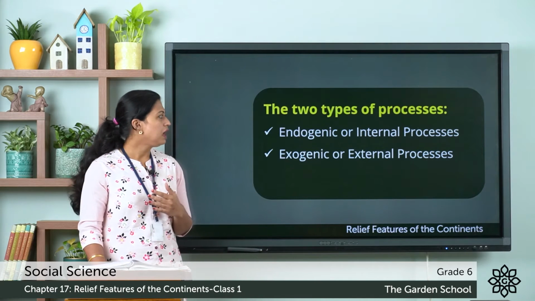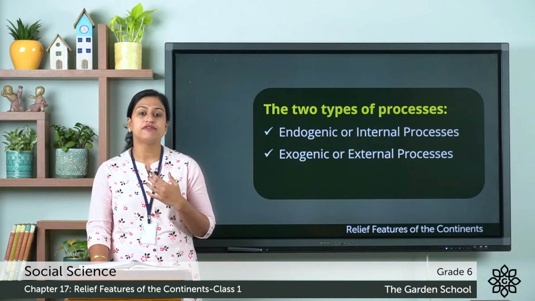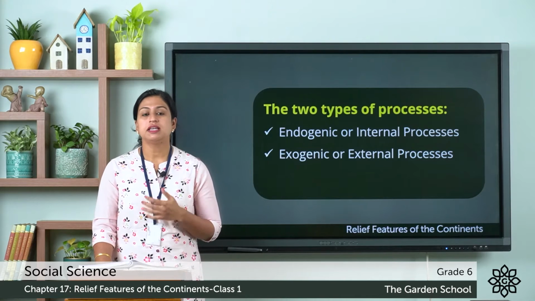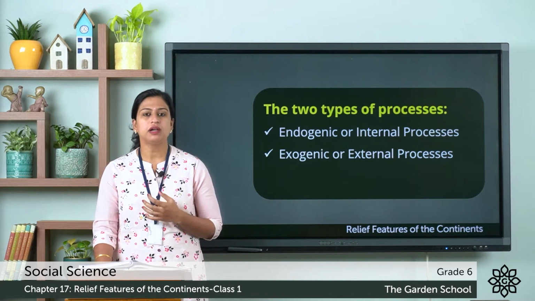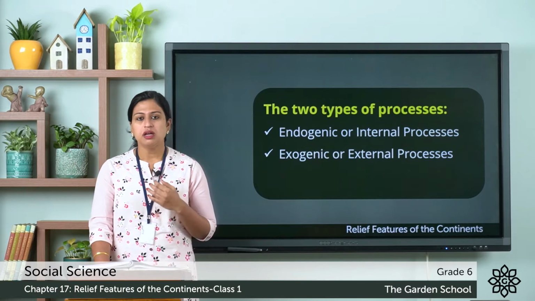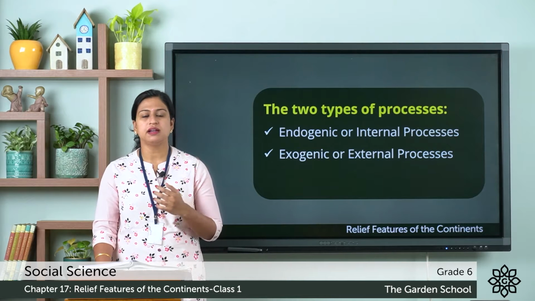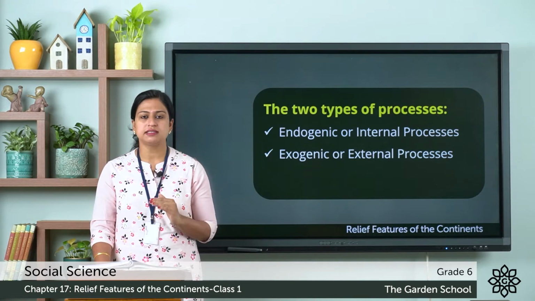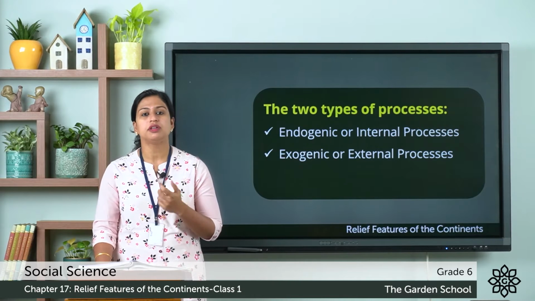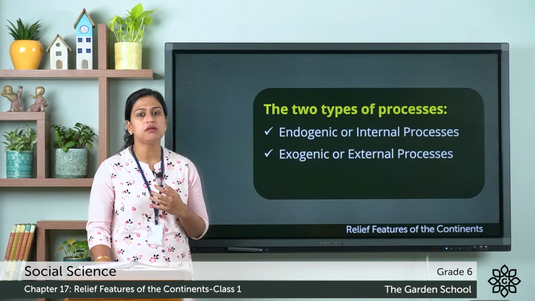So here endogenic or internal processes are the processes that form or occur beneath the earth's surface, such as the movement of tectonic plates, earthquakes and volcanic eruptions. So here these processes are both very slow as well as sudden movements, and they either destroy the existing physical feature or build a new feature. So this was about endogenic or internal processes.